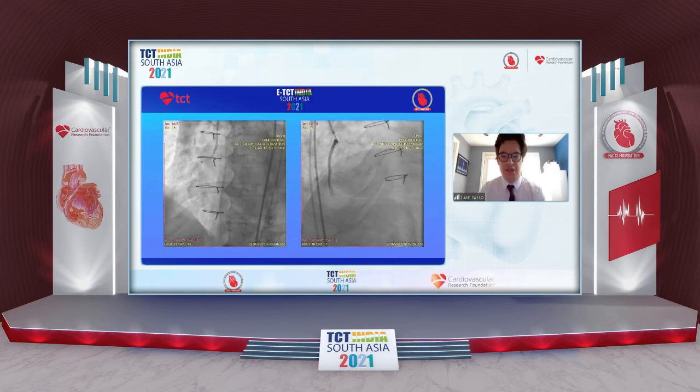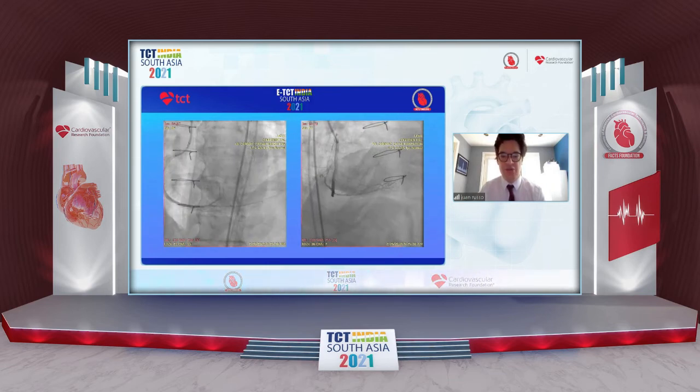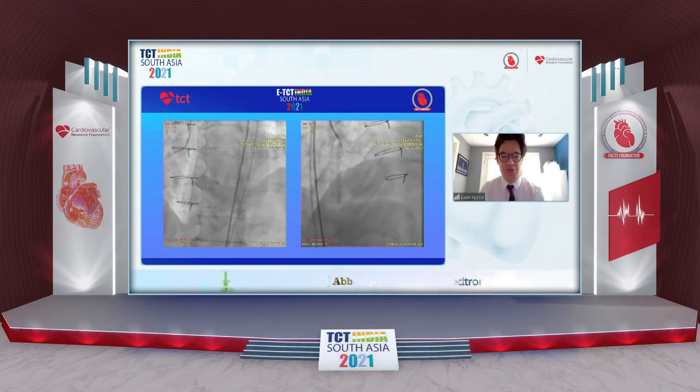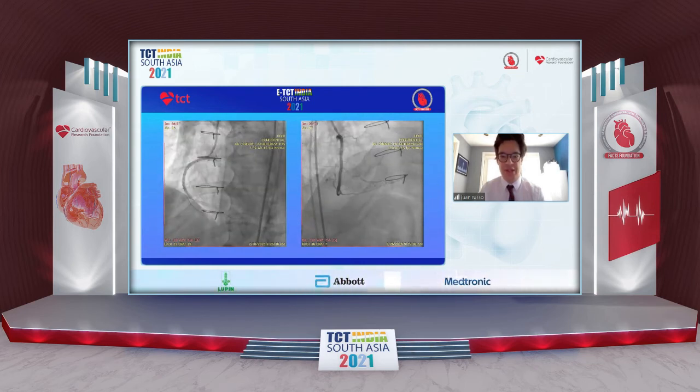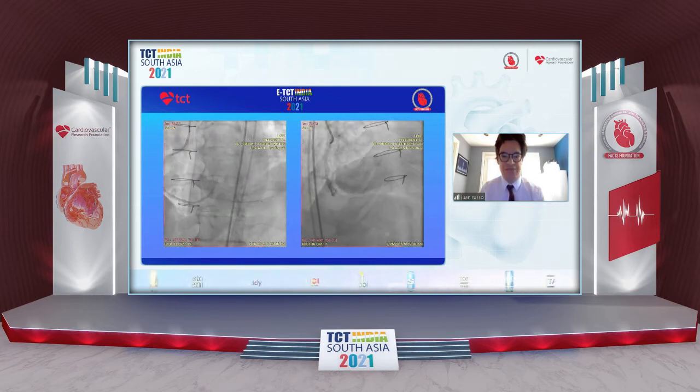And this is what the procedure looked like at the end. Again, the stenting was just done proximal to the bifurcation, and we're hoping that those vessels at the end, the PDA and the RPL, will remodel now that the CTO is recanalized.